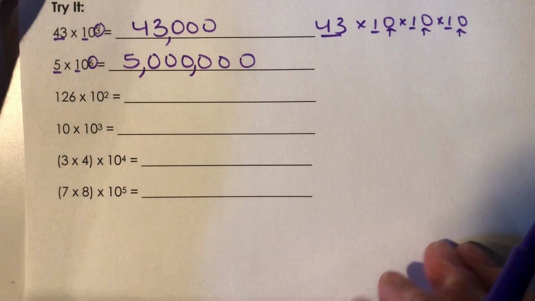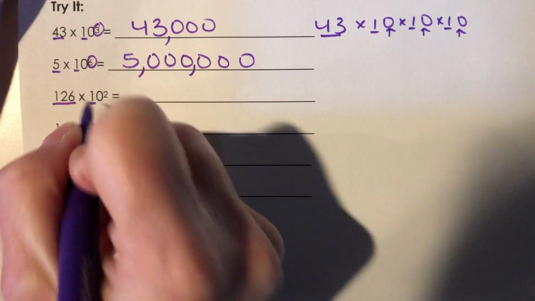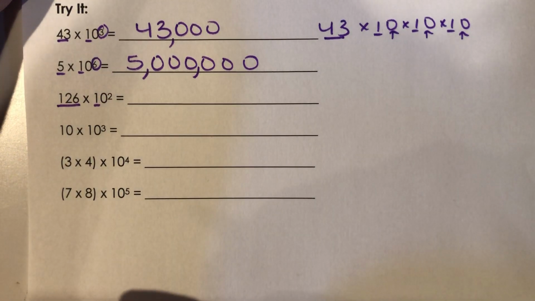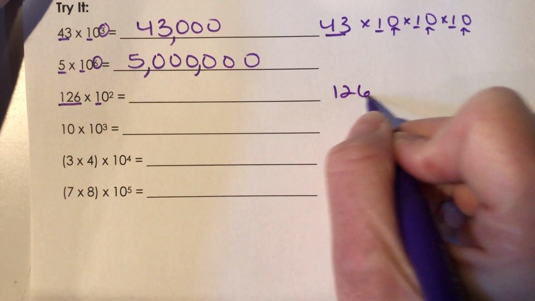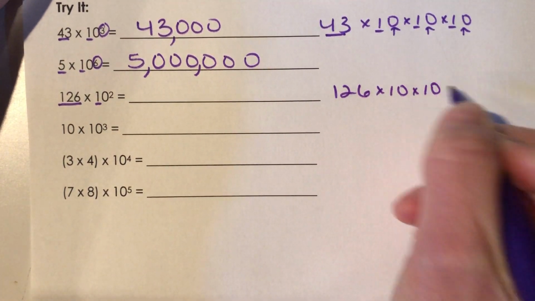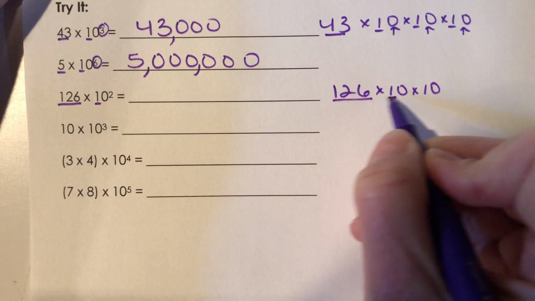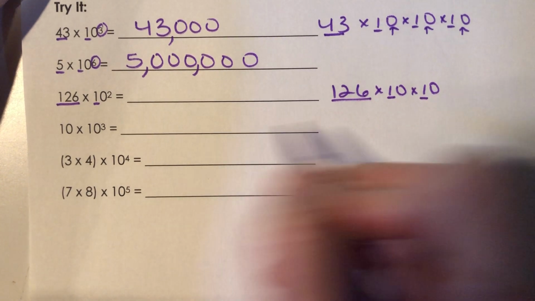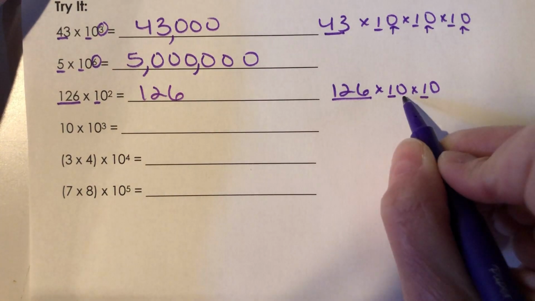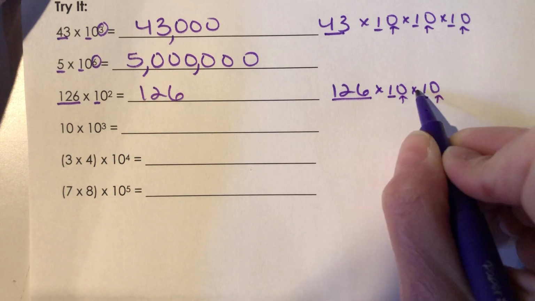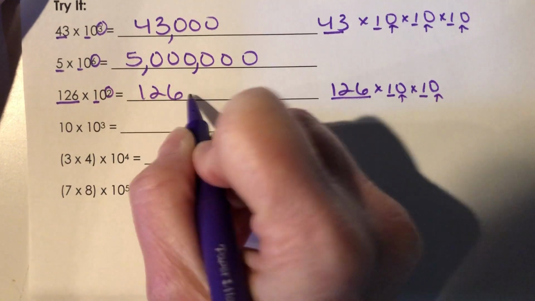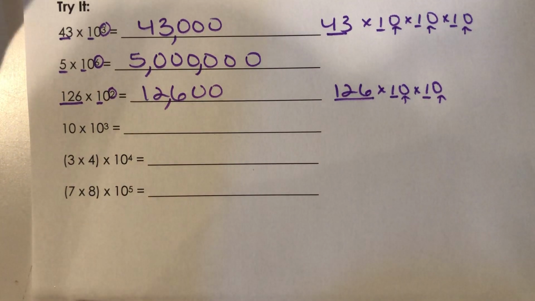126 times 10 squared. You might think, I can't do that. You can. You can do 126 times 1, right? This is like saying 126 times 10 times 10. And when you do 126 times 1, that's 126. Times another one, that's 126. And how many zeros are there? 2. So 1, 2. So 12,600.